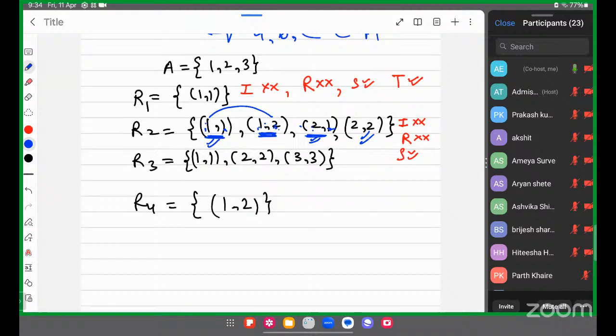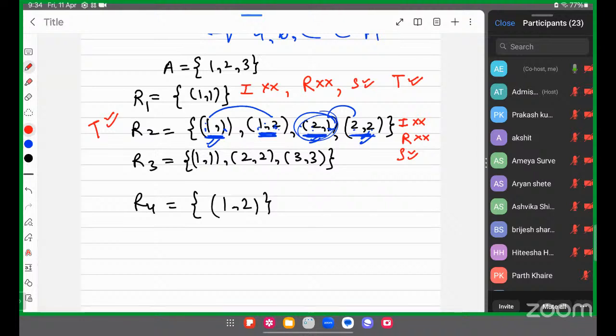Next element is 2, 2. If we have 2, 2 and 2, 1, then we must have 2, 1, that is this element itself. So we can clearly say that relation R2 is transitive, because transitivity for all the elements is satisfied. We checked each element one by one.